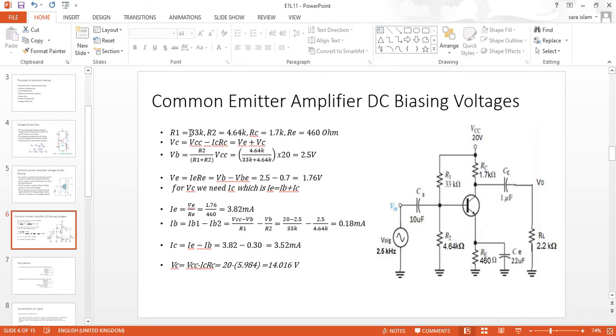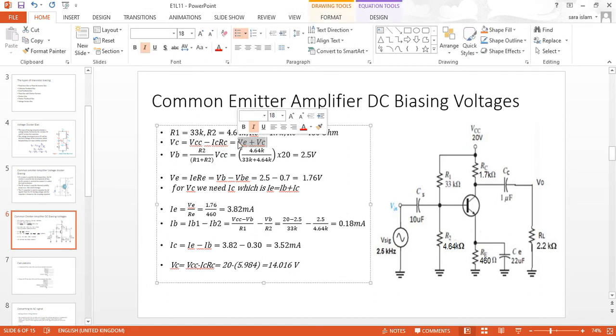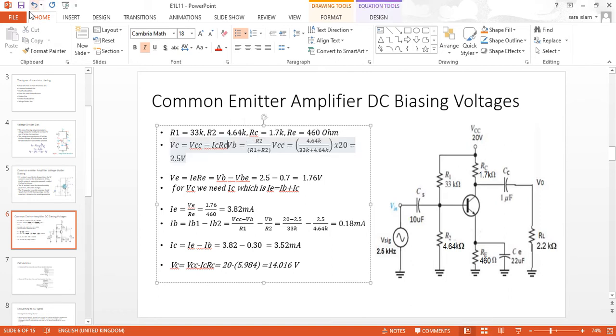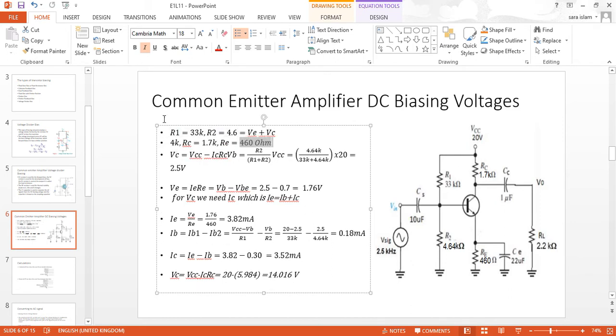Okay, so we know R1 is equal to 33, R2 is equal to 4.64 and RC is equal to 1.7 kilo and RE was 460 ohms, right? So we know the formula that VC is equal to VCC minus IC into RC, and plus we can also write is equal to VC. Okay, that's something I did by mistake, so let's cut it out. Oh no.